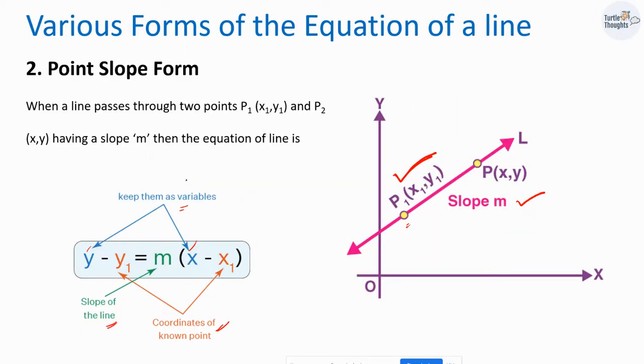The second one is point slope form. You can use this whenever you know one of the coordinates, you know the slope, and you know another point which has been taken as x and y. Here x and y should be kept as variables.